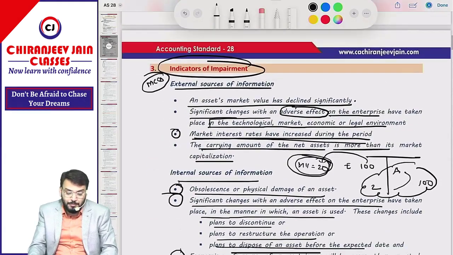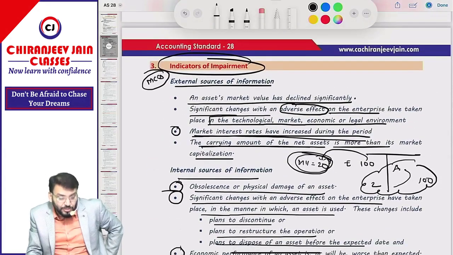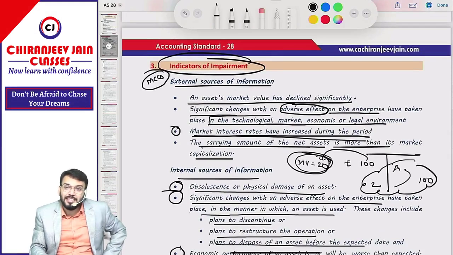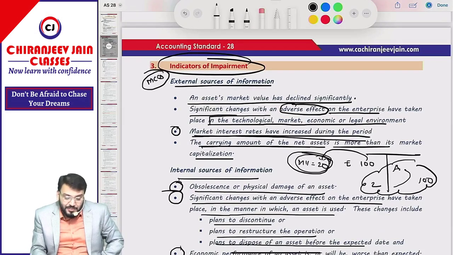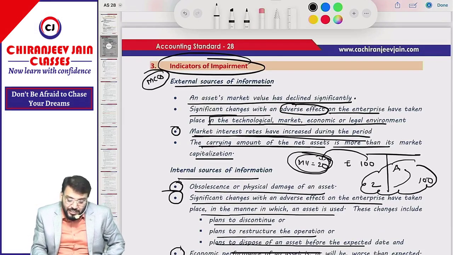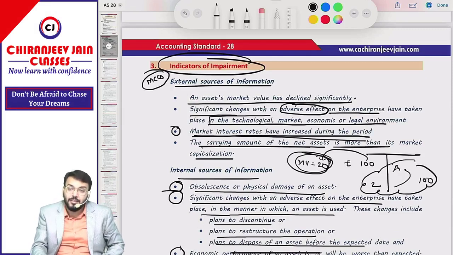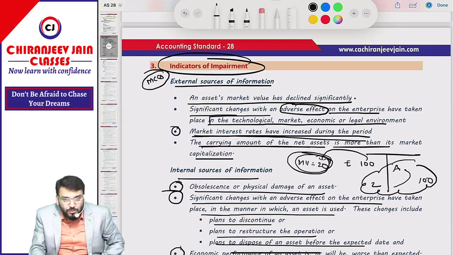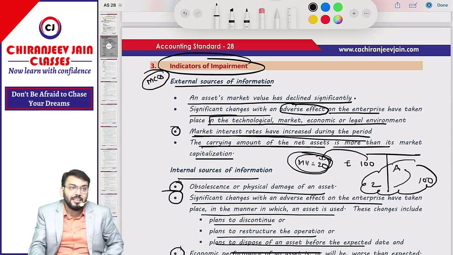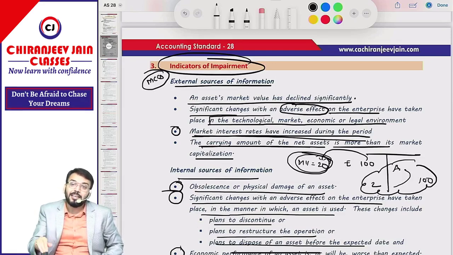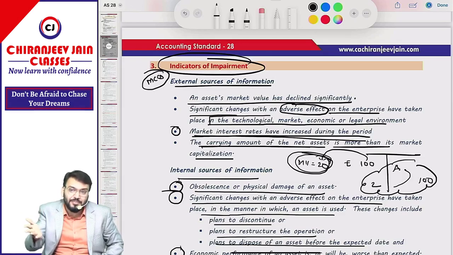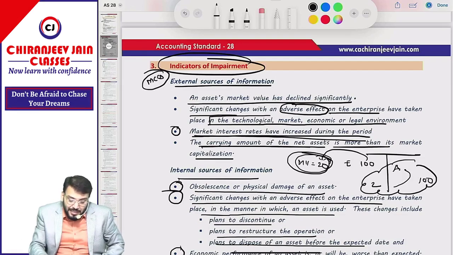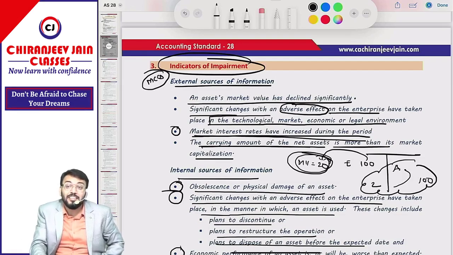Can you repeat with me? For the external, the first is what? Asset market price has declined significantly. Second, significant changes with an adverse effect on the entity have taken place in technology, market, legal or economic conditions. Point number 3, market rate of interest has increased significantly. Last point, the carrying amount of the net assets is more than market capitalization.